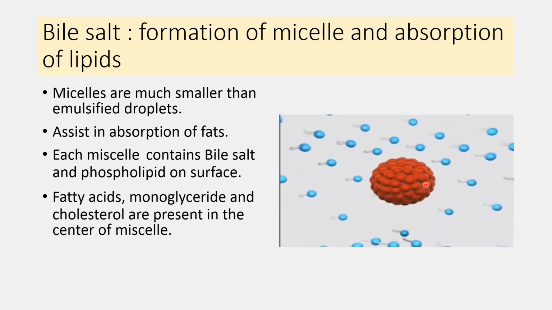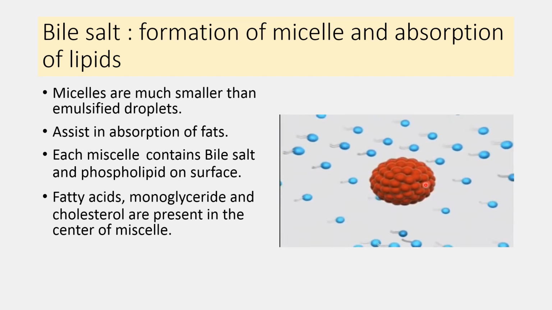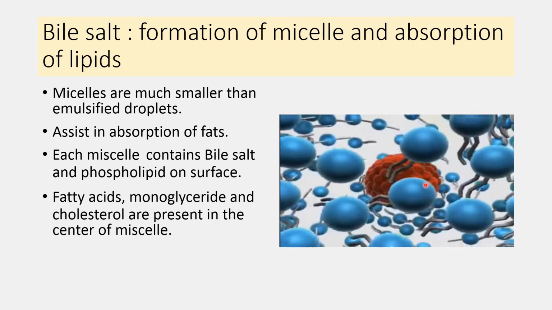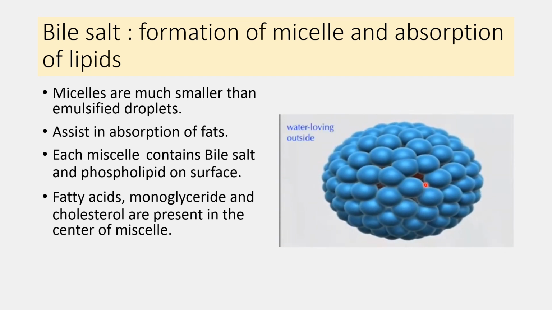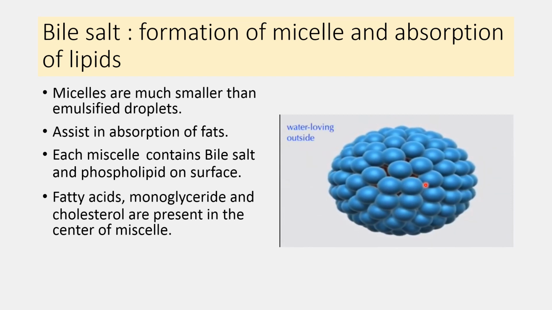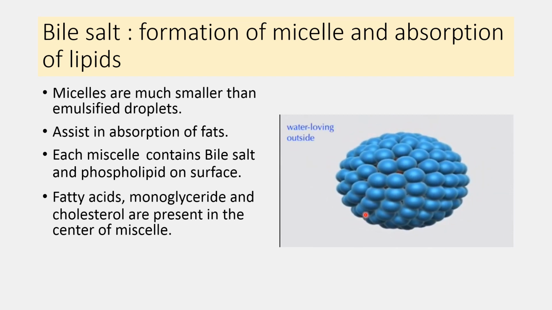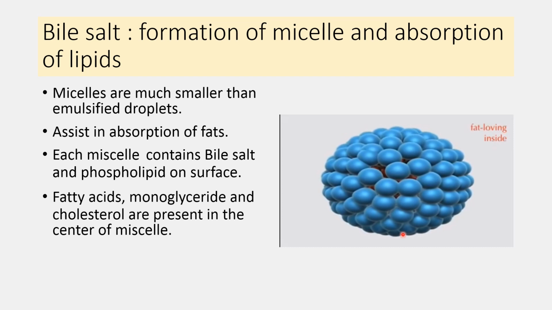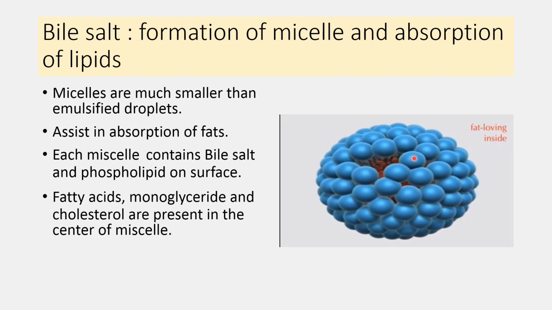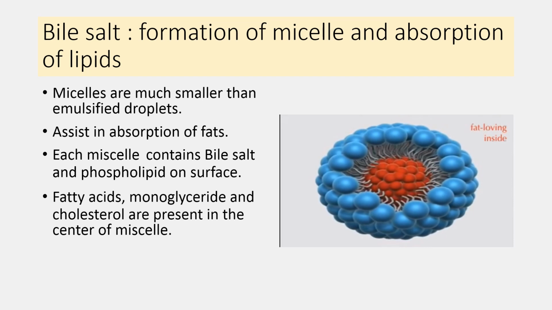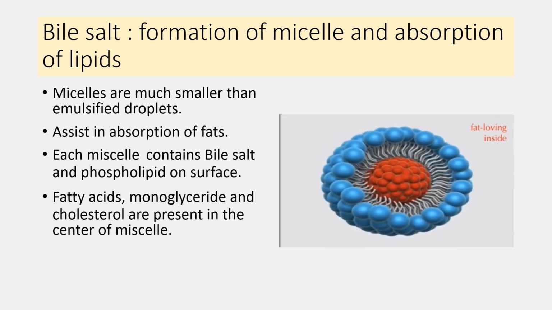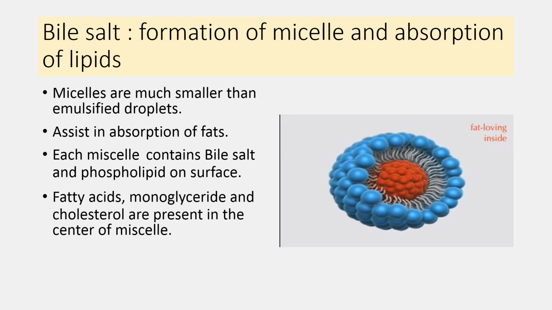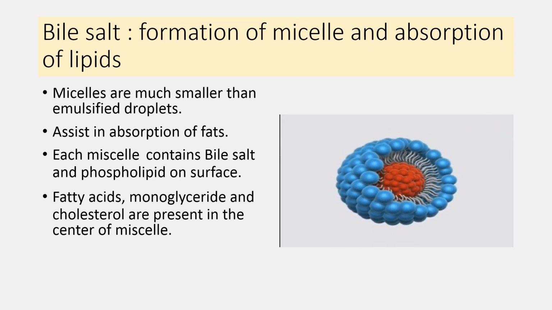In the central part, fatty acid, monoglyceride and cholesterol are present, and it is coated by bile salt and phospholipid. So the water loving part is present outside, and inside it contains fatty acid, monoglyceride and cholesterol. This micelle gets attached to the small intestinal mucosa and promotes absorption of fatty acid, monoglyceride and cholesterol.